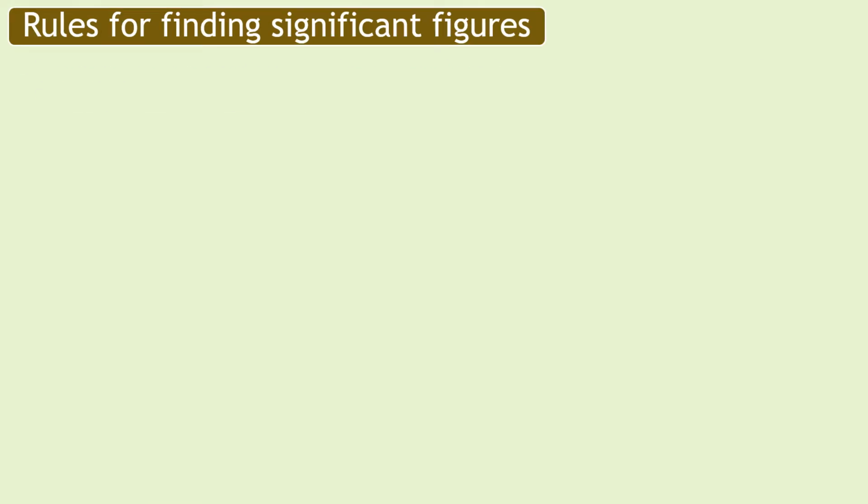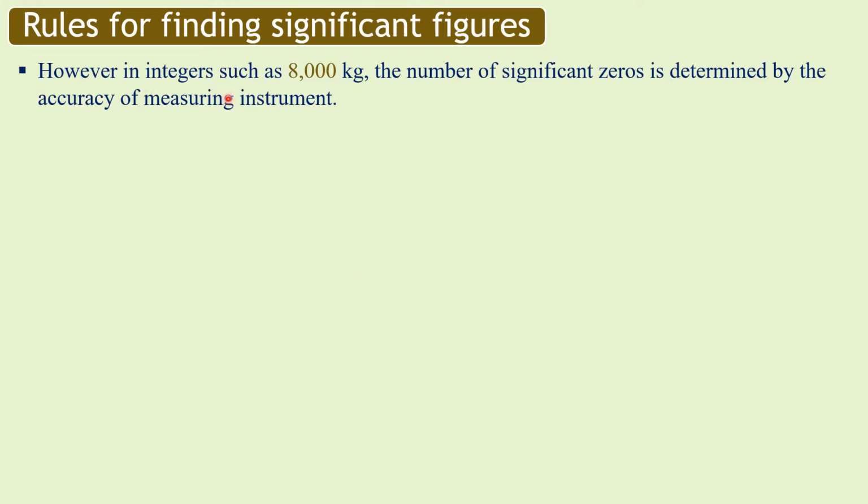However, in integers such as 8000 kg, the number of significant zeros is determined by the accuracy of the measuring instrument. Here in 8000 kg, zeros may or may not be counted as significant figures. A smaller least count of our measuring instrument will give us a greater number of significant zeros because a smaller least count of a measuring instrument is more precise.